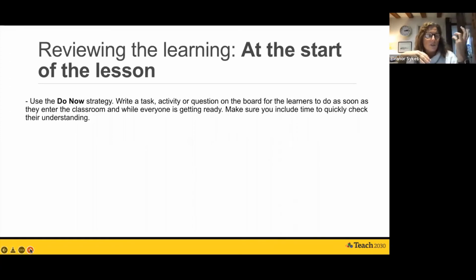And then just make sure you include 30 seconds to quickly check their understanding. So you could say to somebody, "What does the do now say on the board? Who's got an idea of what the answer would be? Who agrees with that? Anybody got a different idea?" And that gives you a quick snapshot of where the learning is in the classroom.